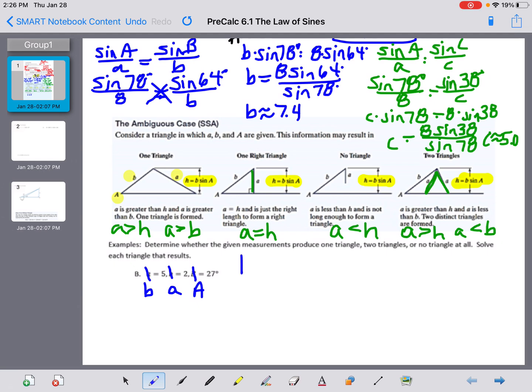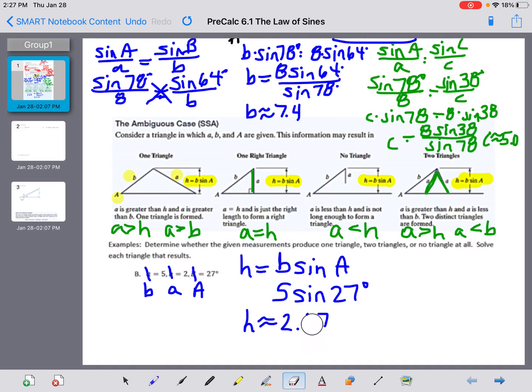So the first thing I need to do is figure out H equals B sine A. My new B is 5, sine of angle A, and my A is 27. Angle should always be a capital. Make sure your calculator's in degree mode. We're going to do 5 times the sine of angle 27, and I get about 2.27. Oh my goodness, something tells me I should stop doing these notes today. 2.27, okay. So I need to check.